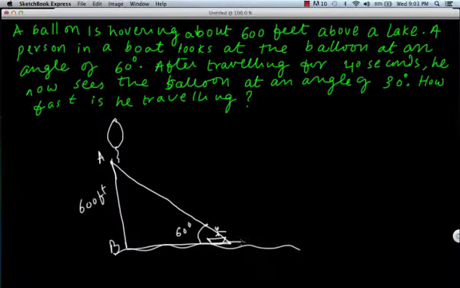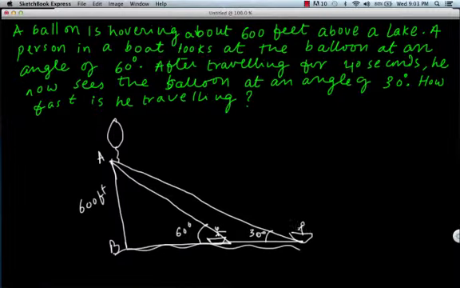So he did some traveling, and now he is actually seeing the balloon at a 30-degree angle. Okay, so he's here right now, and it took 40 seconds for him to travel this distance. How fast is he traveling? So what we need to find out is the speed at which he is traveling.